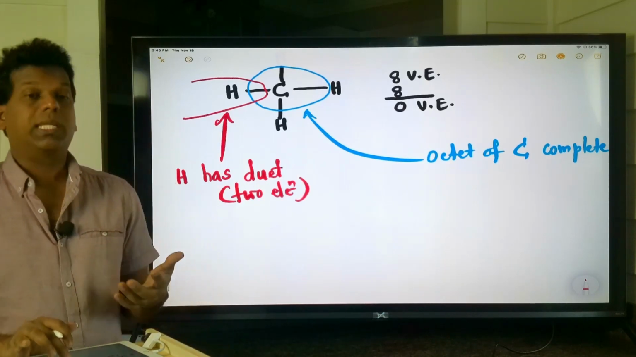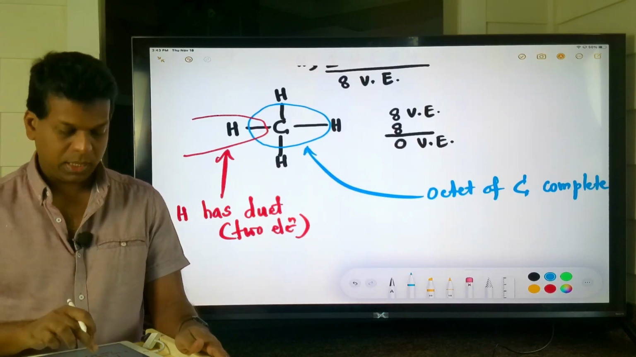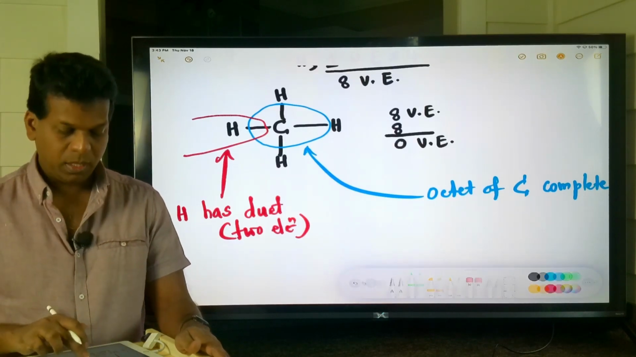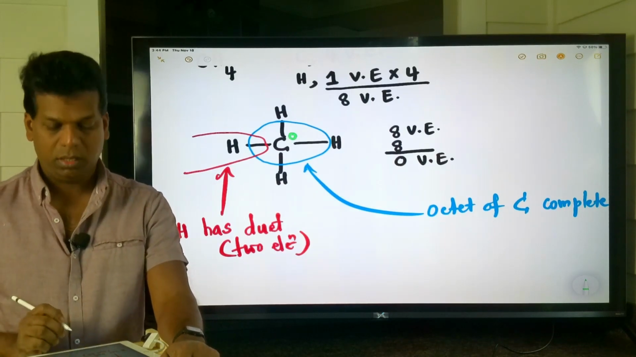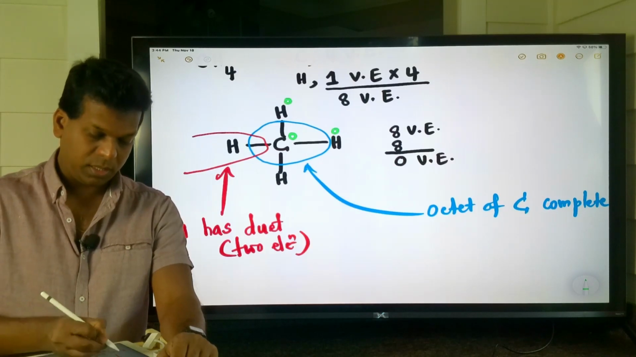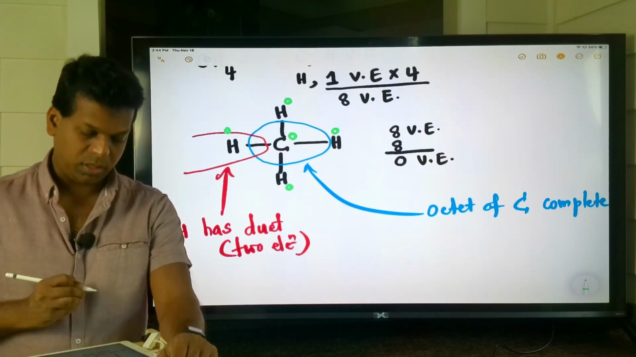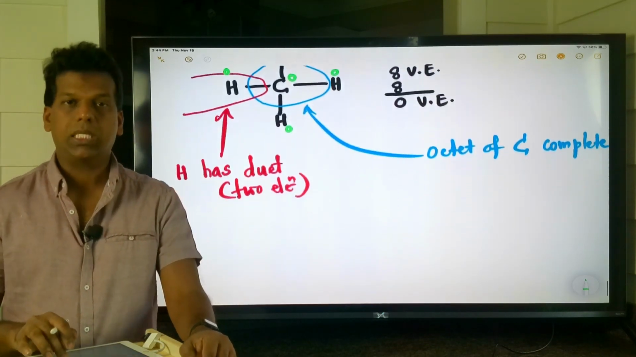If you want, you can calculate the formal charges. I'll let you calculate, but I'll write it down just to show you. For carbon, the formal charge is 0. For hydrogen, it is 0. So the formal charges of all these hydrogens are 0. So that is the Lewis dot structure for methane, CH4.